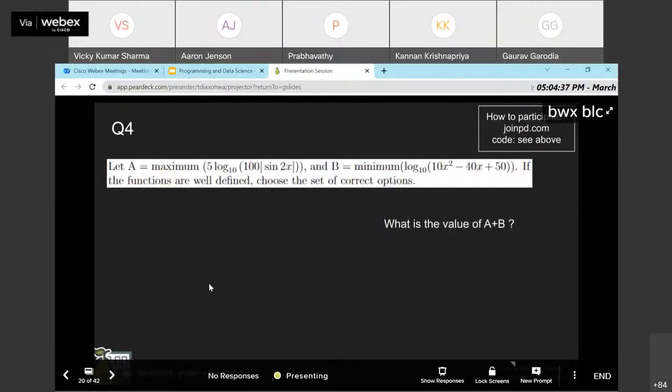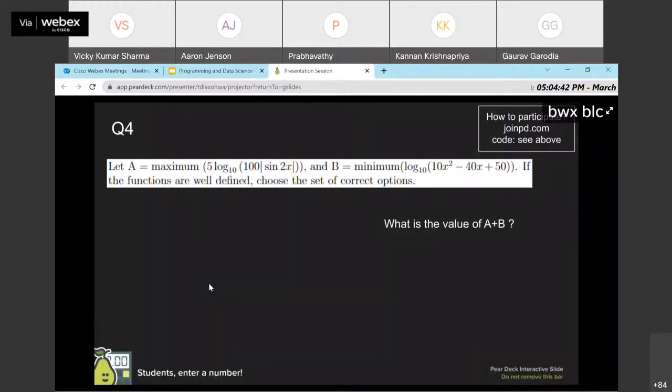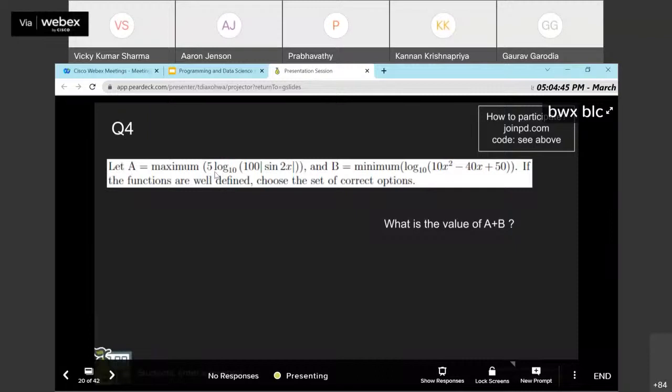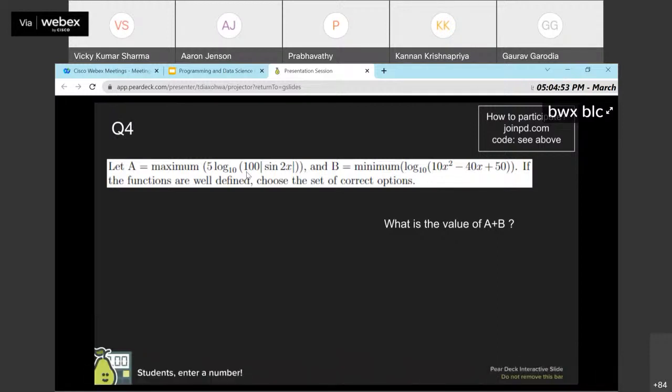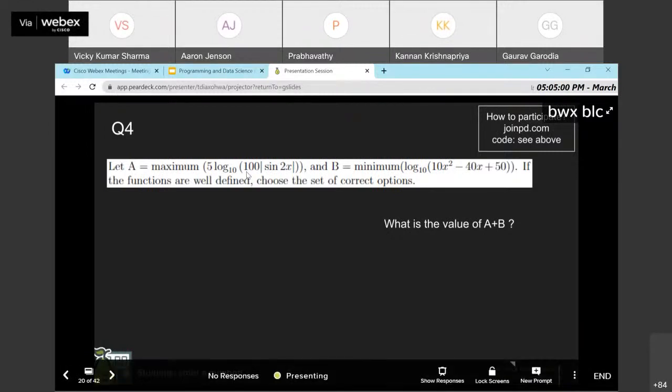So now the next question, question number 4. Here it's given: let A be the maximum of 5 log of 100 modulus of sine 2x to the base 10, and B is the minimum of log 10 of (x square minus 10x plus 50) to the base 10. Now these functions are well defined. Now you have to choose... Actually, I shouldn't have given this phrase, there is a mistake. 'Choose the set of correct options' should not be there, so you can ignore it for the time being.